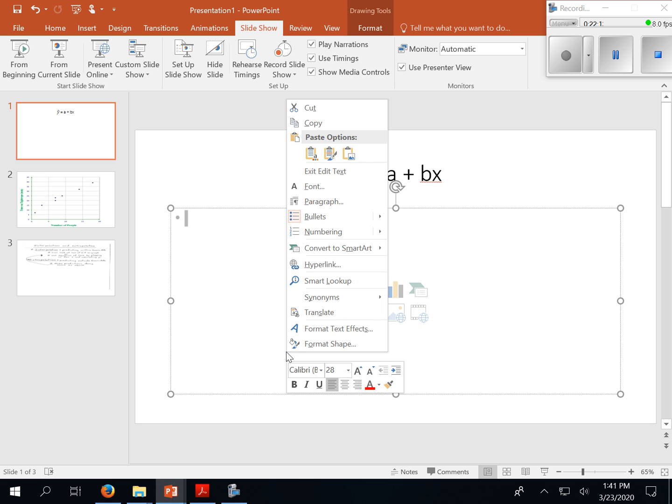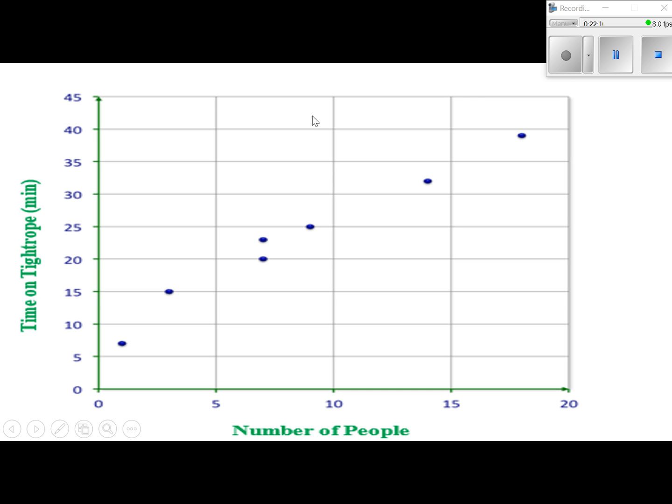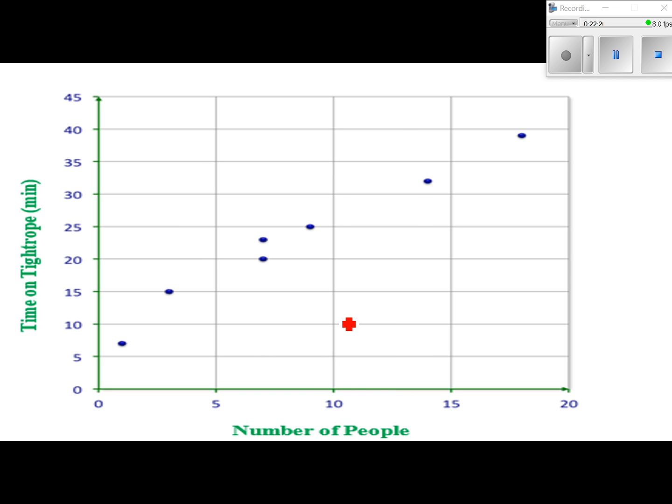Let's go back here. Sorry, it's messing up on me. So they gave us a few points here that we have just as a scatter plot, not very many, and it's probably going to be more than that normally.